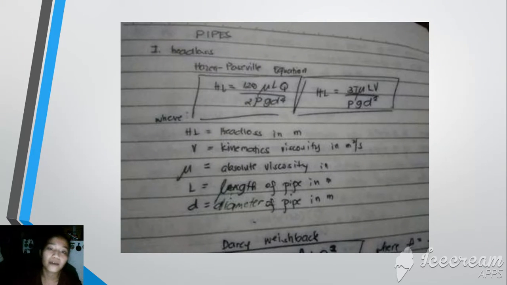So, in pipes, we have the formulas of the head loss. First, the formula is from the Hagen-Poiseuille equation, where head loss is equal to 128 mu, or the absolute viscosity, multiplied by the length multiplied by discharge over pi times density times gravity times diameter raised to the fourth power.